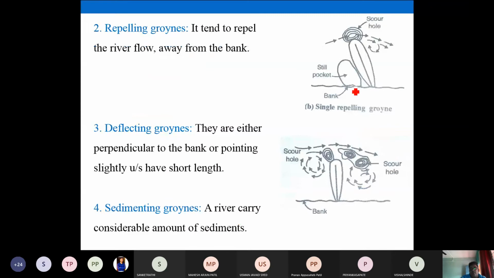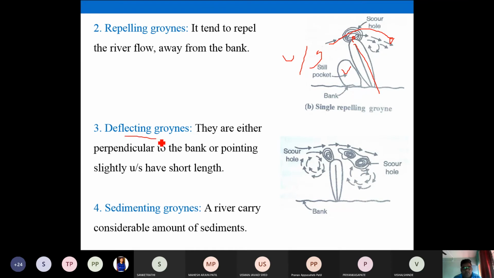Then repelling, as I already told you: if this angle, the axis of the groin, is deviated in the upstream direction, then it is called a repelling type of groin, and it tends to repel the river flow away from the bank. Still, pockets are generated on its upstream side and flow takes place, but there will be chances of scouring, particularly near this repelling type of groin. This is one of the drawbacks.